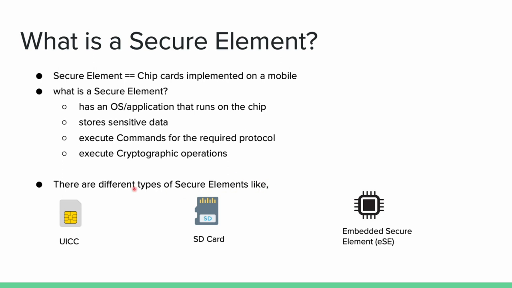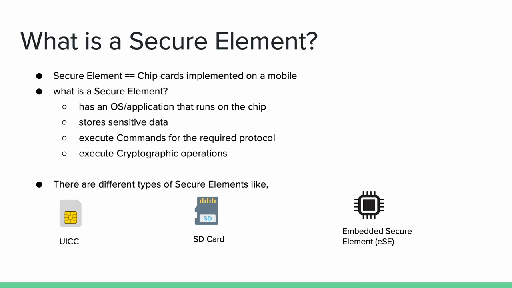Primarily, there are three types of secure elements. The secure element could be a SIM card, or the secure element can be stored in the form of an SD card put on a mobile, or the secure element could be an embedded chip or an embedded processor within the same mobile. What does an Apple iPhone use?